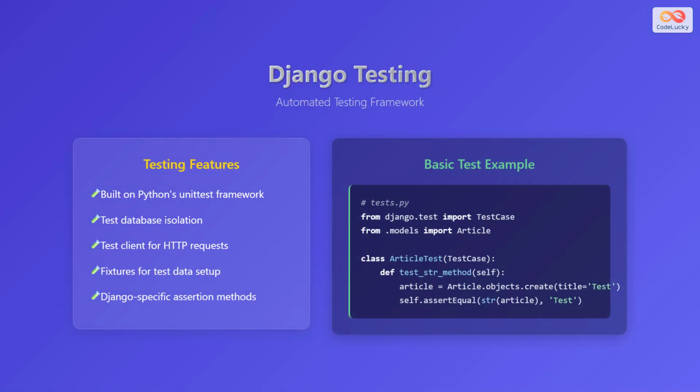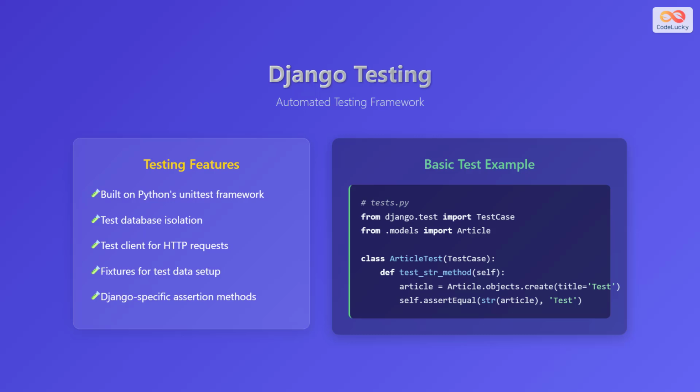Django's testing framework builds upon Python's unittest module, providing specialized tools for web application testing. The framework creates isolated test databases for each test run, ensuring tests don't interfere with production data. Django includes a test client that simulates HTTP requests, allowing you to test views, forms, and user interactions programmatically. Fixtures provide consistent test data setup, while Django-specific assertion methods validate web application behavior. The testing framework supports unit tests, integration tests, and functional tests. Test isolation ensures reliable and repeatable test results.